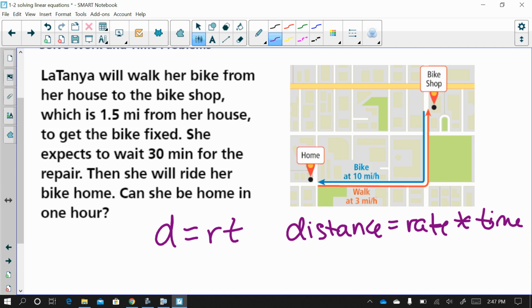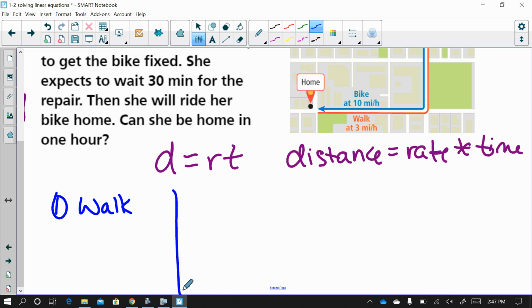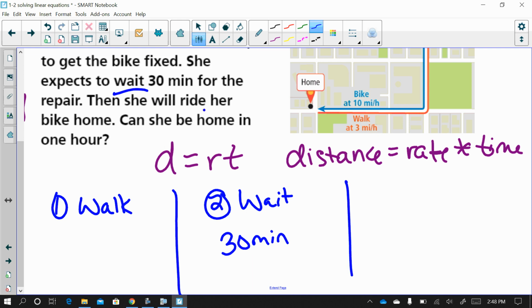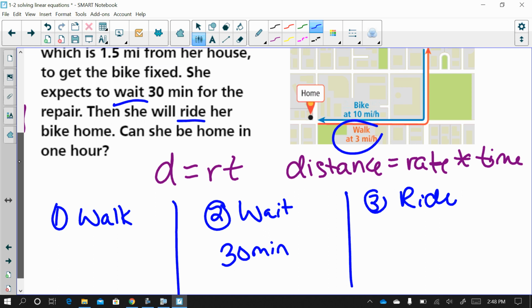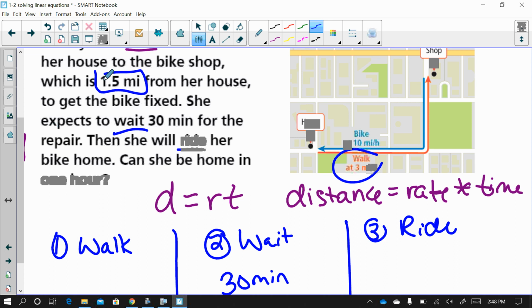So we've got some different things going on here. The first thing is she's going to walk her bike. We have 3 things to think about. The first thing is the walk. Then she's going to wait, and we know that's 30 minutes. And the last thing she's going to do is ride. We have 3 different scenarios to look at. So let's start with the walk. Looking at the picture, it tells you I walk at 3 miles per hour. Distance, rate, time. I know it's 1.5 miles.